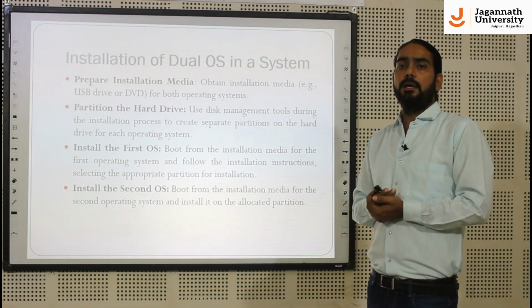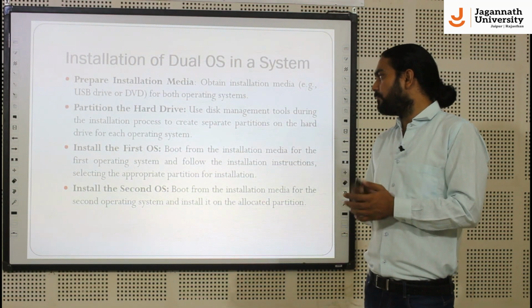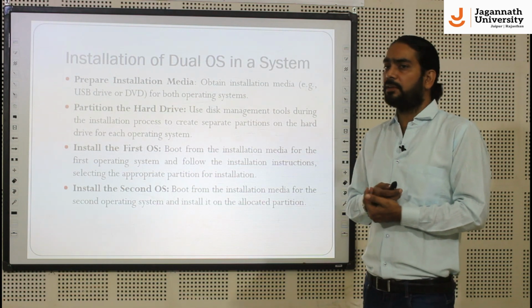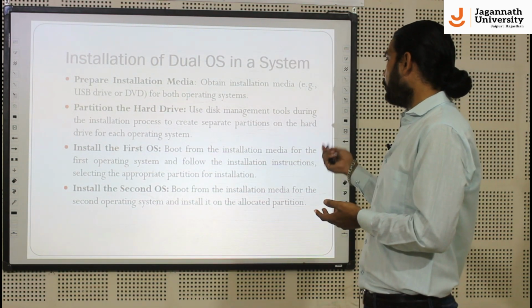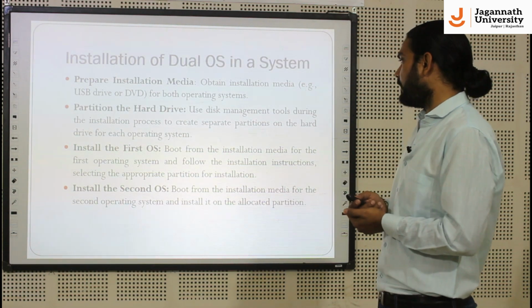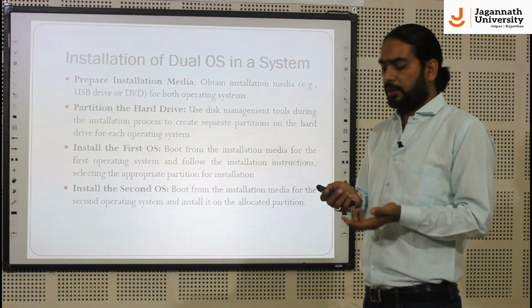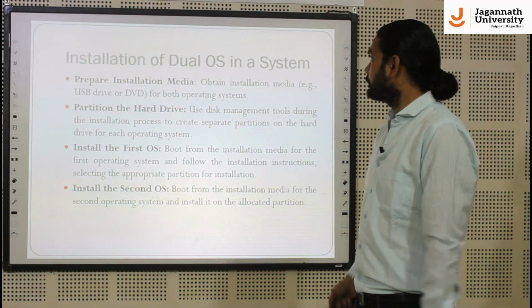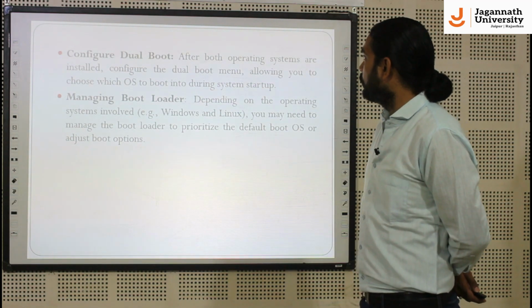First we install the default operating system, and after that we install our second OS, the dual OS. Fourth is installing the second OS: boot from the installation media for the second OS and install it on the specific allocated partition.